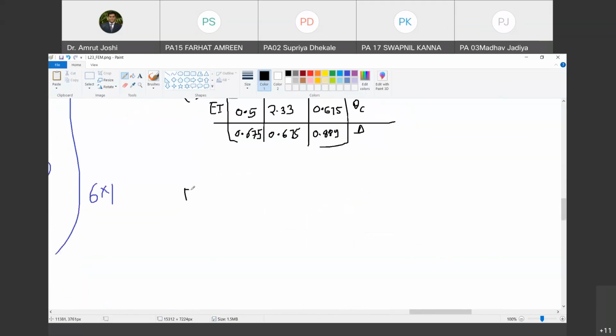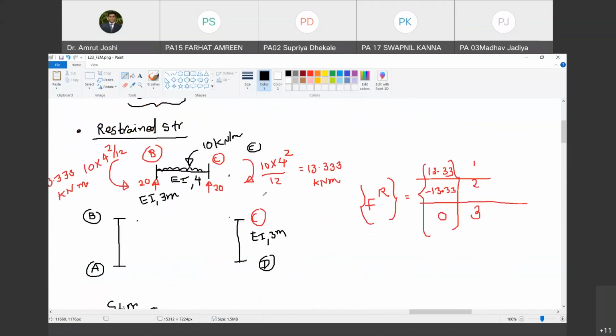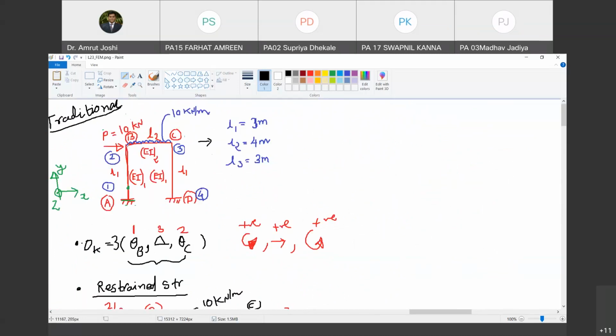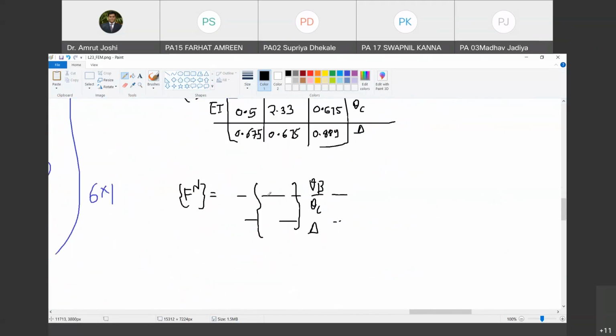Now we are going to find out something called the nodal force matrix. So what is the nodal force matrix? It again is going to have three elements, one corresponding to theta B, one corresponding to theta C, and one corresponding to delta. Are you with me? Yes, sir. Corresponding to theta B, look at the original structure. Is there any moment at B? No. Corresponding to theta C, is there any concentrated moment at C? No. Look at delta now. Is there any concentrated force at a joint? Yes, it is 10 kN. Are you with me? Yes, sir. So therefore, it is 0, 0, and plus 10.